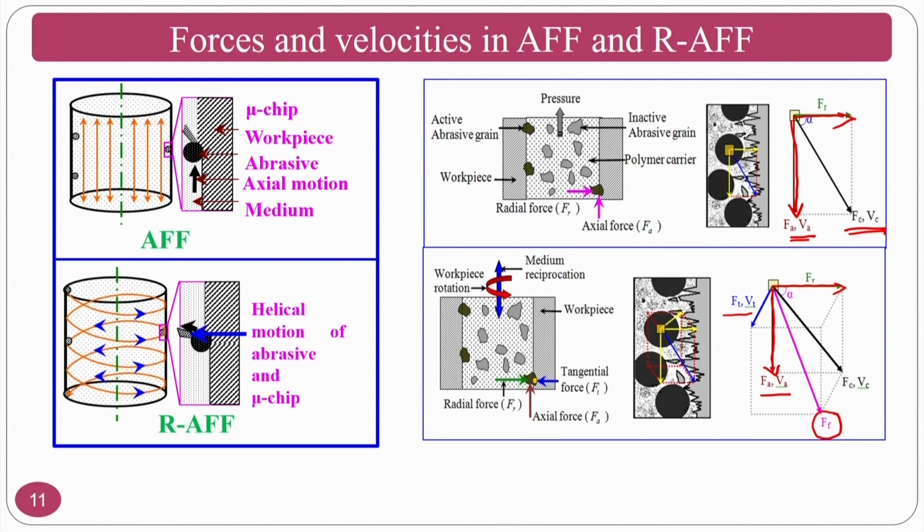Hope you understood. If not, the benefit of the rotational abrasive flow finishing process is this: in the abrasive flow finishing process you have axial force as well as radial force and axial velocity. But in the rotational abrasive flow finishing process, you have those same three, and additionally tangential force and tangential velocity. That means you have 3 forces and 2 velocities in a rotational abrasive flow finishing process.